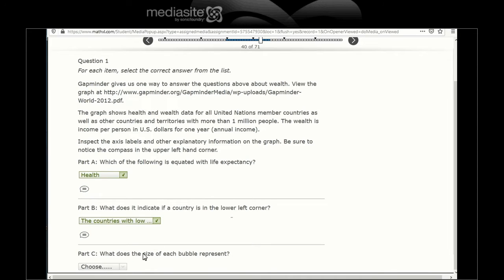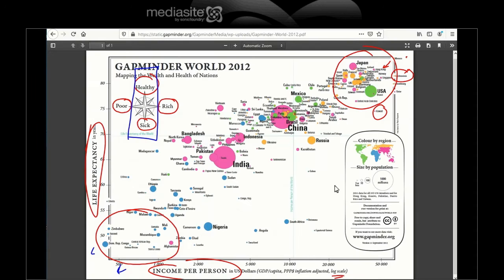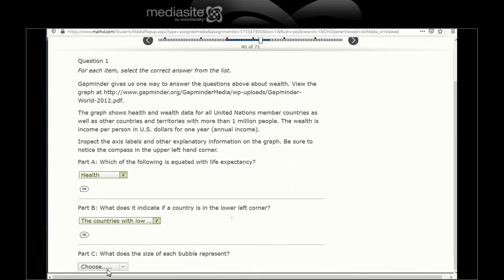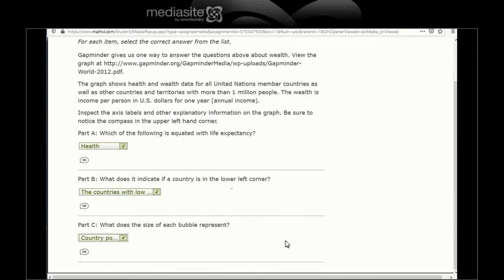And what does the size of each bubble represent? Each bubble, oops, is a country's population. All right.